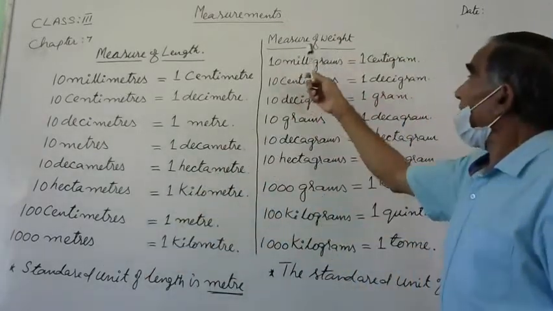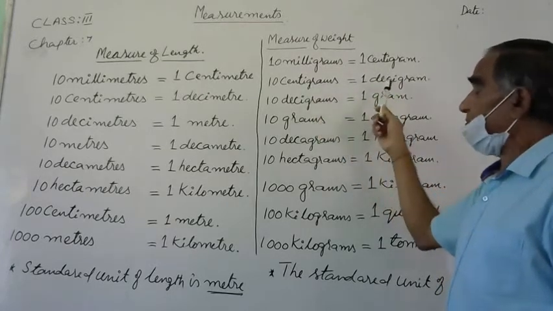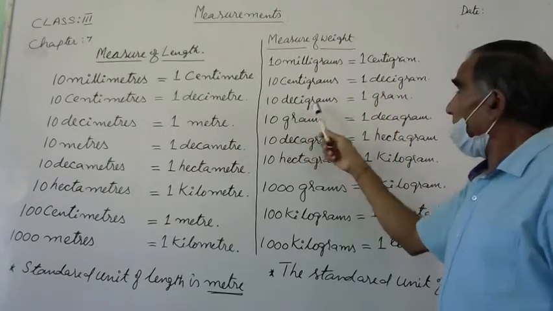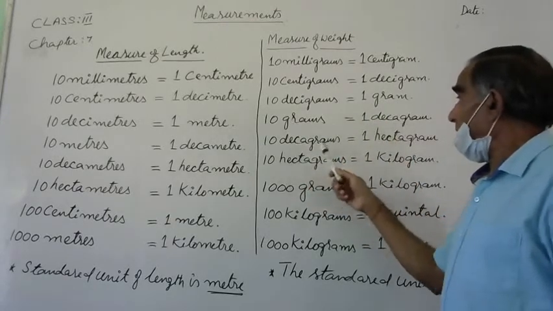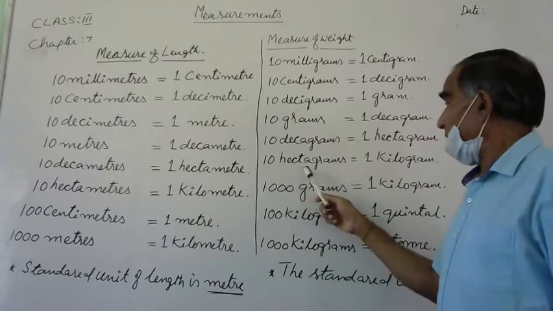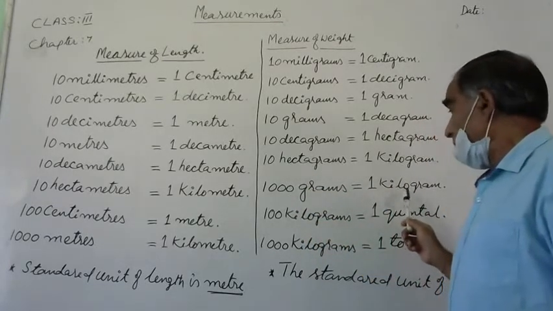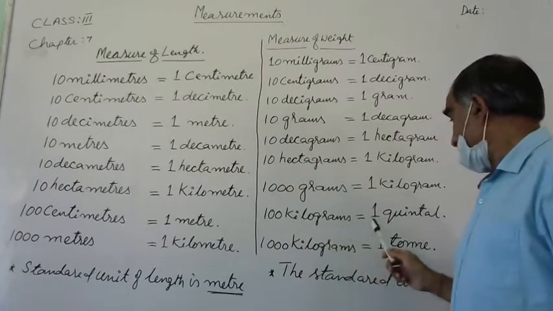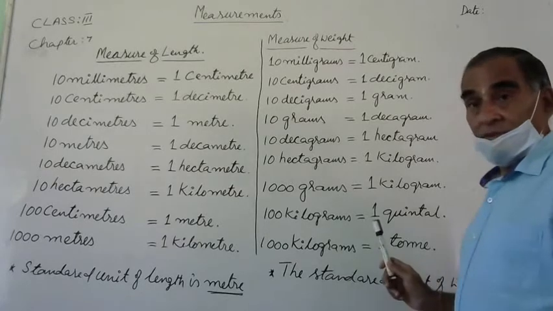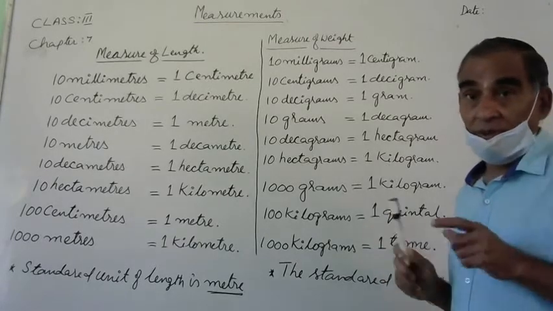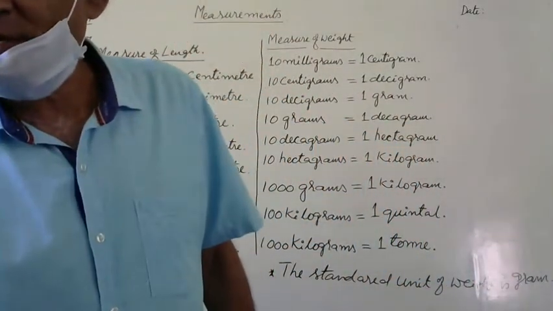Here you see the measure of weight. 10 milligrams, 1 centigram. 10 centigrams, 1 decigram. 10 decigrams, 1 gram. 10 grams, 1 decagram. 10 decagrams, 1 hectogram. 10 hectograms, 1 kilogram. 1000 grams, 1 kilogram. 100 kilograms, 1 quintal. 1000 kilograms, 1 ton. You have to learn this table by heart, compulsory.